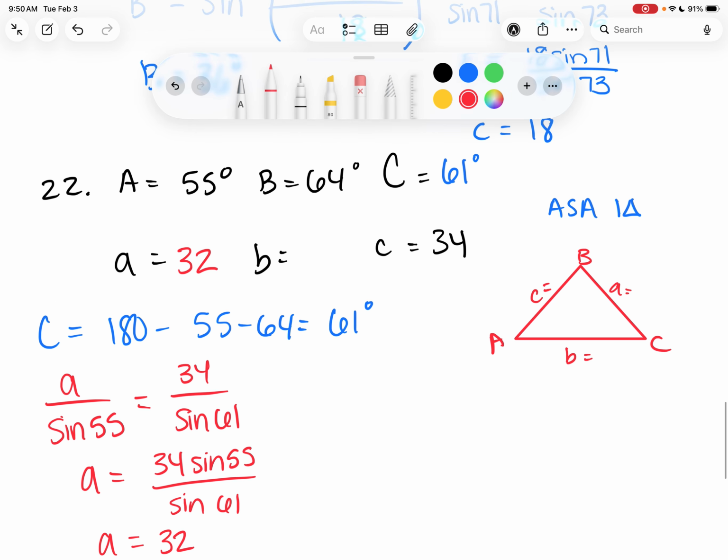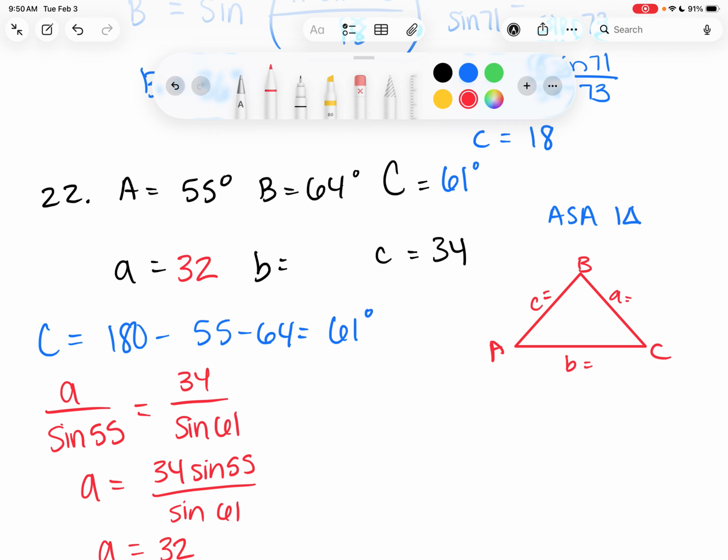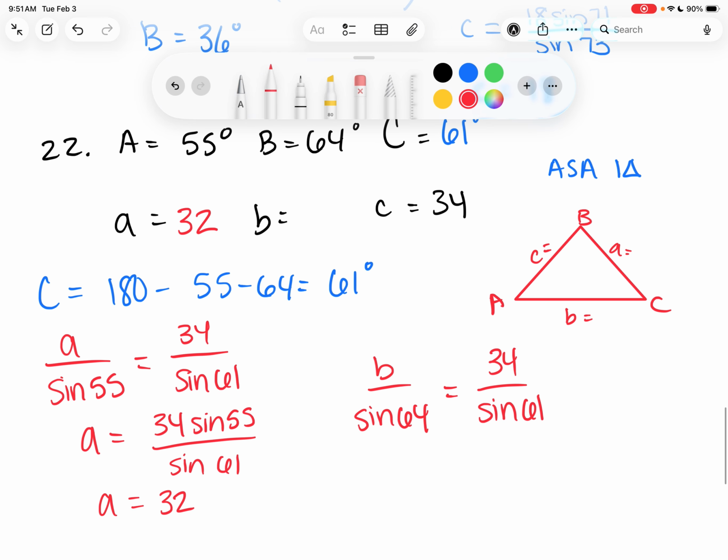So then I'm going to do B. Even though technically both A and C have a piece of information that I found, I should be pretty confident when I'm finding just the third angle. So I would still use C over using A. If you use A, nothing wrong with that, but I'm going to use C because that's essentially all given information. So I've got B over the sine of 64 is equal to 34 over the sine of 61. So B equals 34 sine of 64 over the sine of 61.